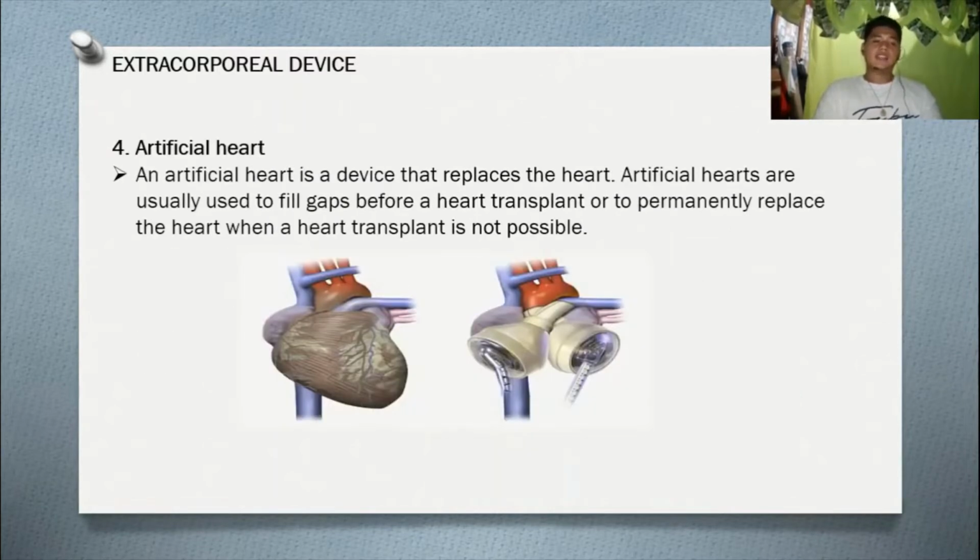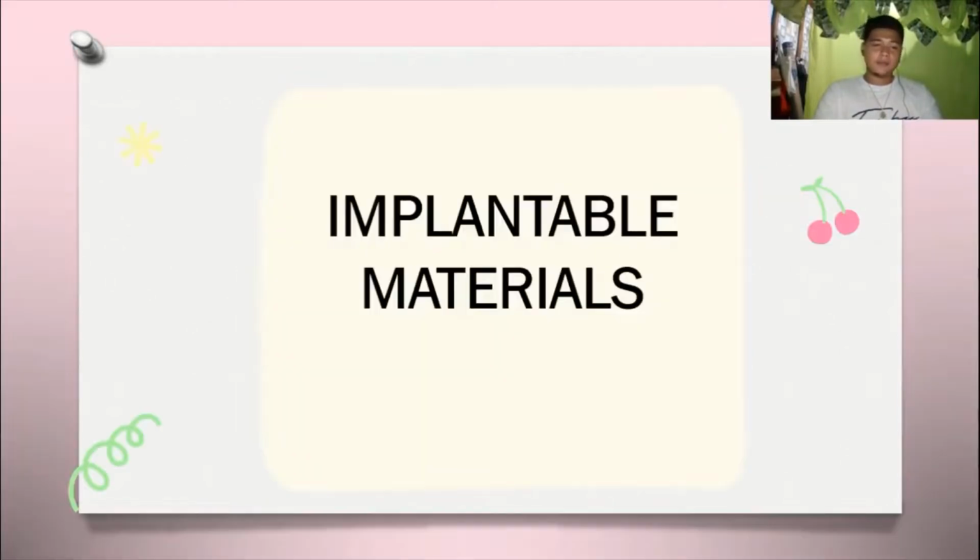And lastly, artificial heart. An artificial heart is a device that replaces the heart. Artificial hearts are usually used to fill gaps before the heart transplant or to permanently replace the heart when a heart transplant is not possible.